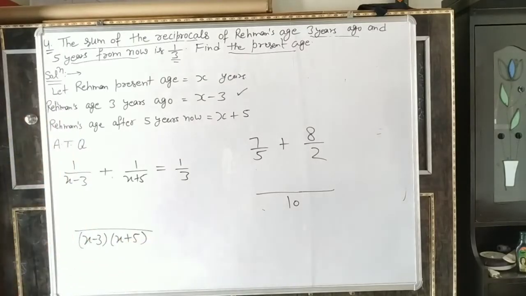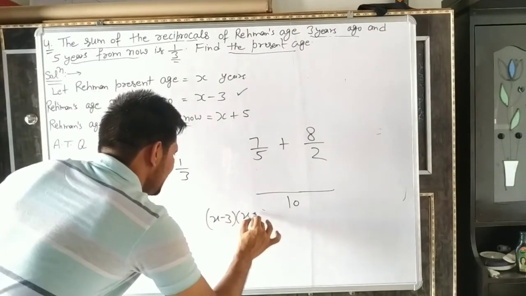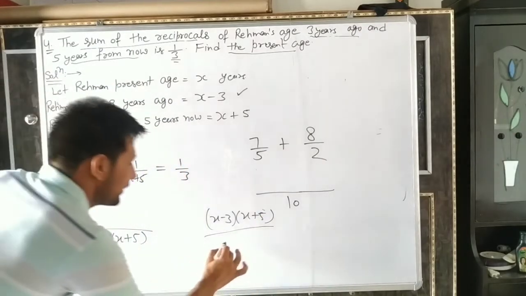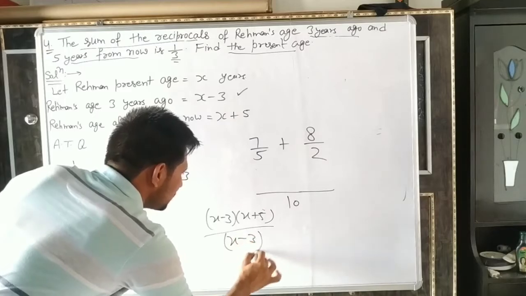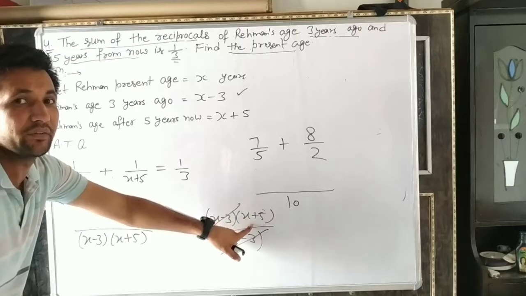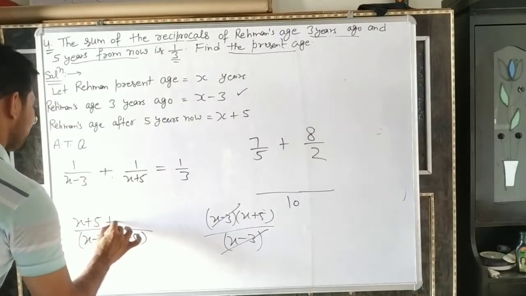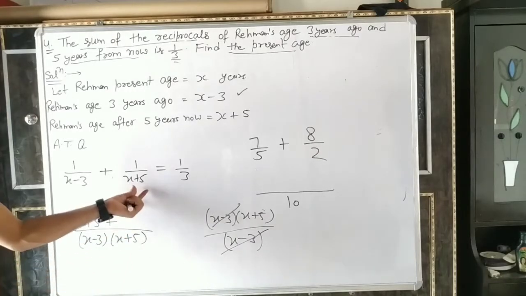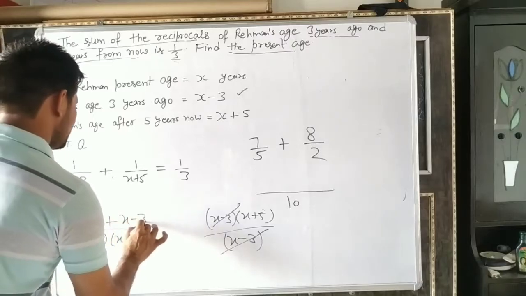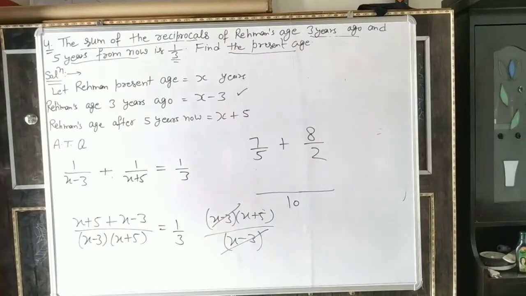So what do we do in the next step? The LCM, x minus 3 into x plus 5, is divided by the denominator. The denominator is x minus 3, so x minus 3 cancels x minus 3. What remains? x plus 5, into 1, so x plus 5. Same as it is, the LCM is divided by x plus 5, x plus 5 cancels x plus 5. What remains? x minus 3, equal to 1 upon 3. Understand it? Now we will solve it.